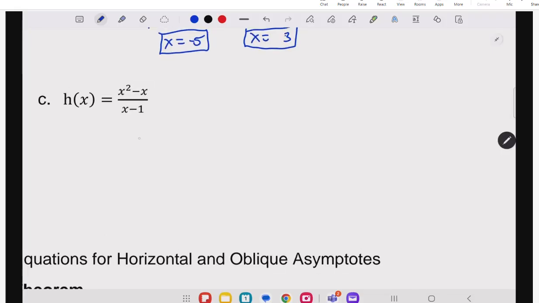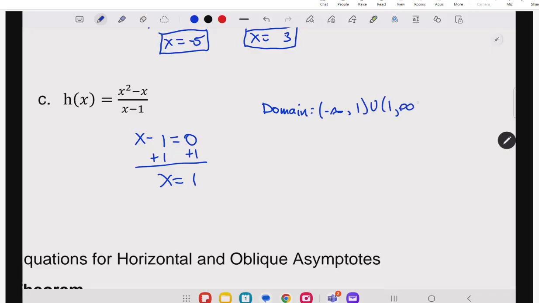Okay, the next one. Set the denominator equal to 0. Add 1. So x equals 1 is our domain restriction. Negative infinity to 1, union 1 to infinity would be our domain.